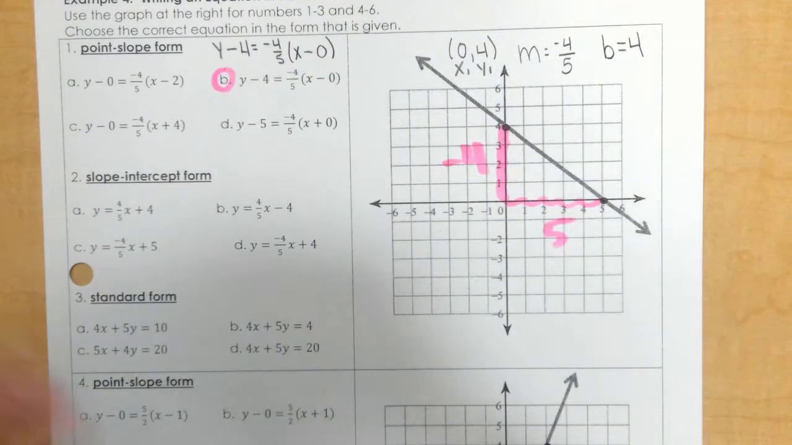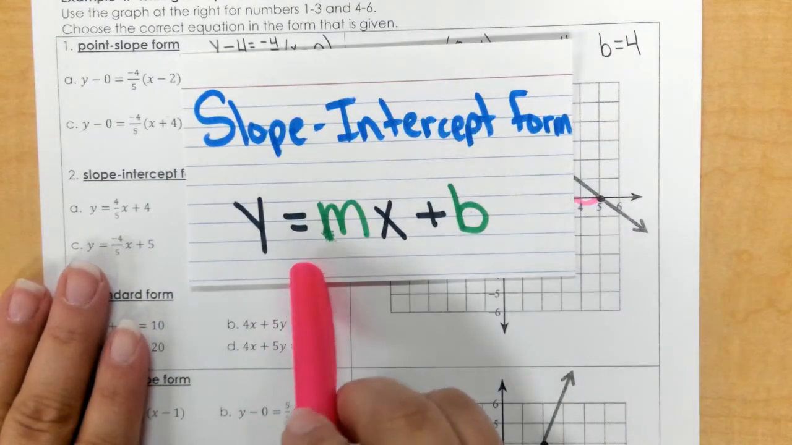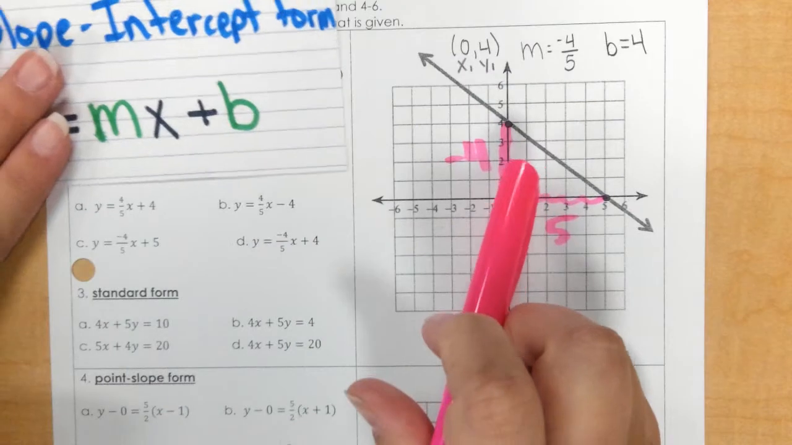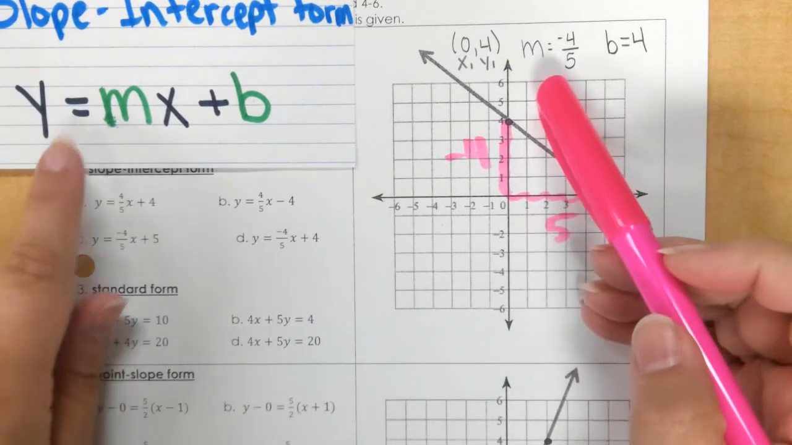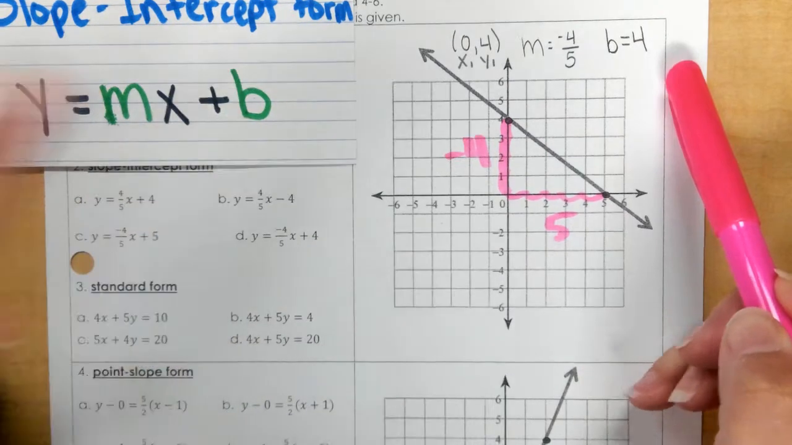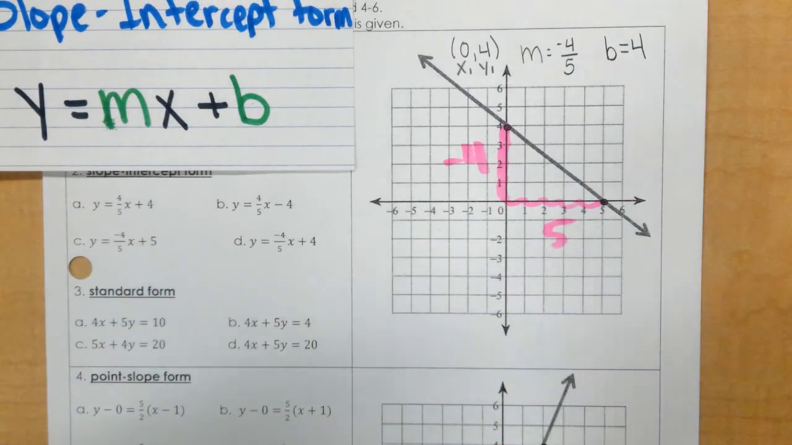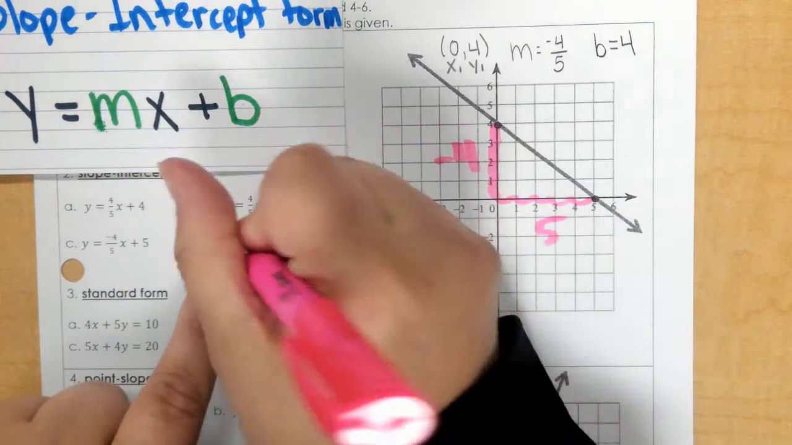All right, then if we look at slope-intercept form, y equals mx plus b, all we need is m and b. So if I look, I've got y equals -4/5 x plus 4. So I compare that answer, and it looks like we've got D.